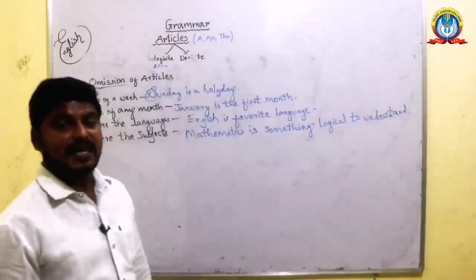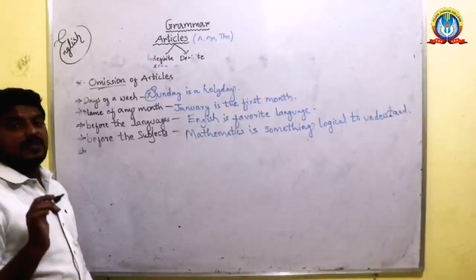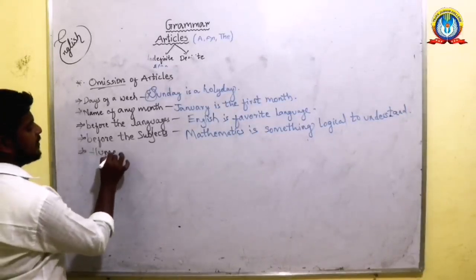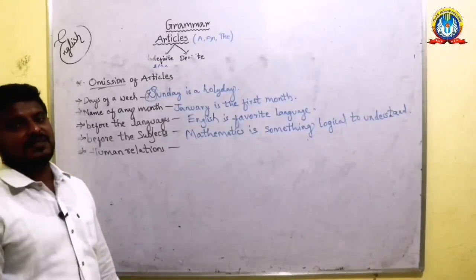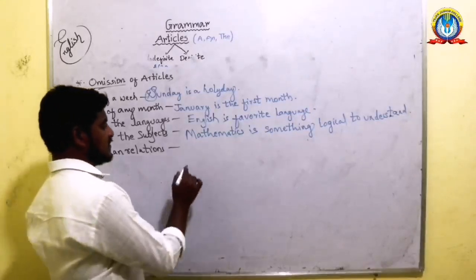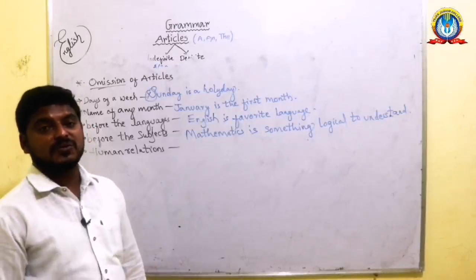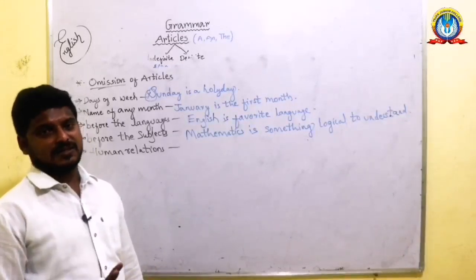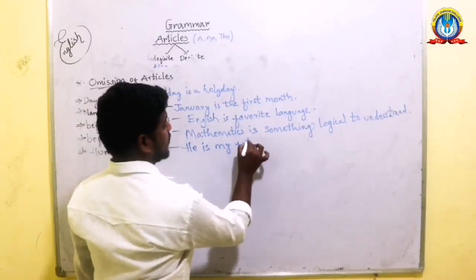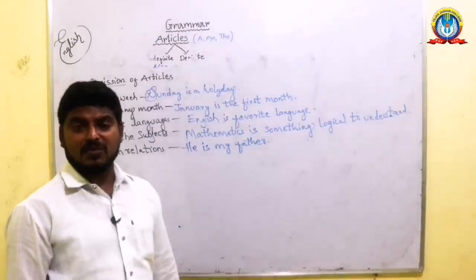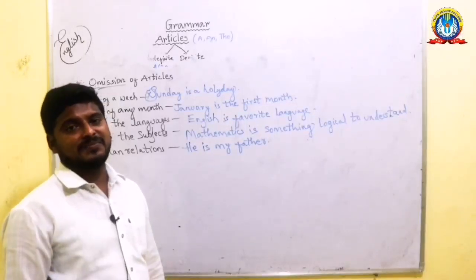Here, if you observe, article is not used. Next, in human relations we should not use articles. He is my father, he is my brother. We should say mom, dad, father, mother, uncle. We should never say the uncle, the aunt, the mom. Example: he is my father. My father is a good person. My mom is an honest lady. We should not use the article.